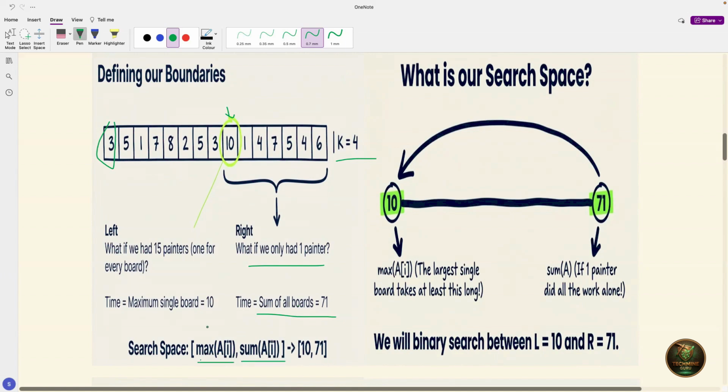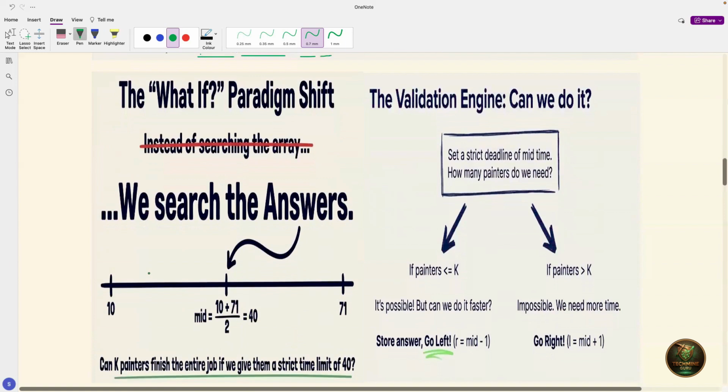That is, the maximum time taken for a single board to get painted will be taken as L, which is 10. And what is the total time that can be taken to paint all the boards if only one painter is there? That is sum of a[i], which will be taken as the right pointer. So our search space will be from 10 to 71 only. So our binary search will be running from L equal to 10 to R equal to 71. If you have closely observed, instead of searching the whole array, we are now searching over the answer.